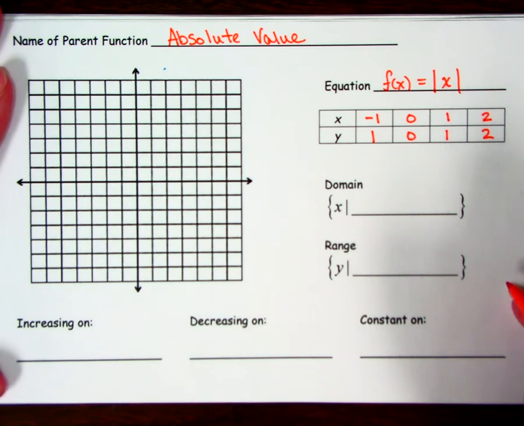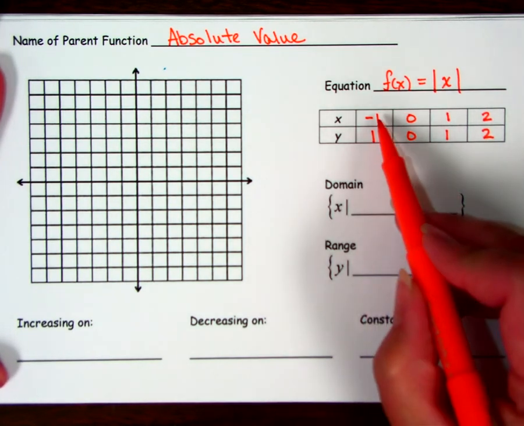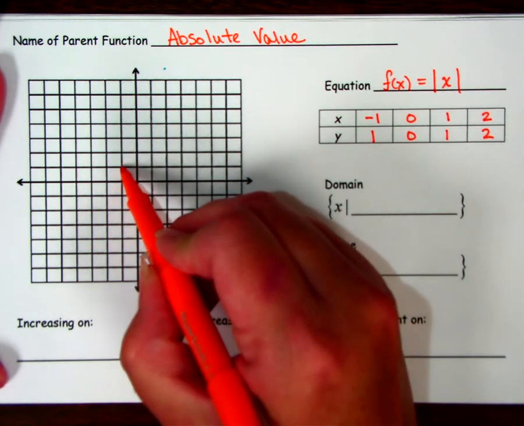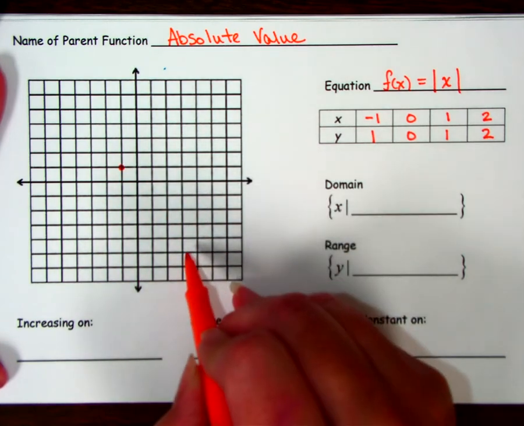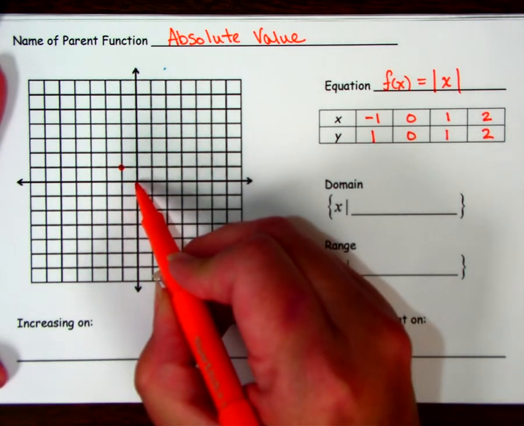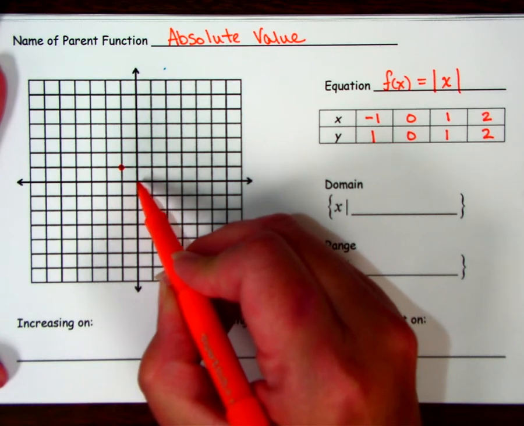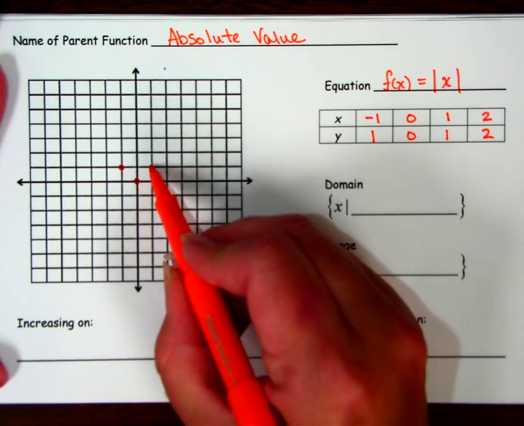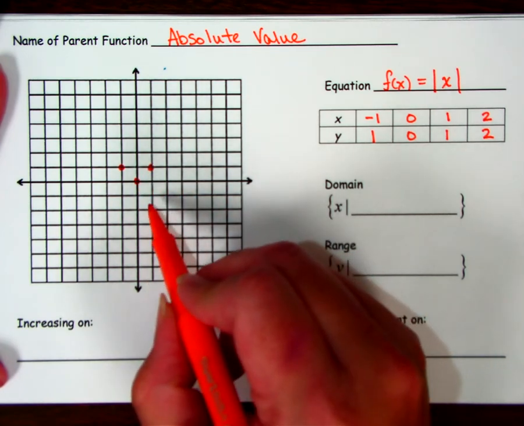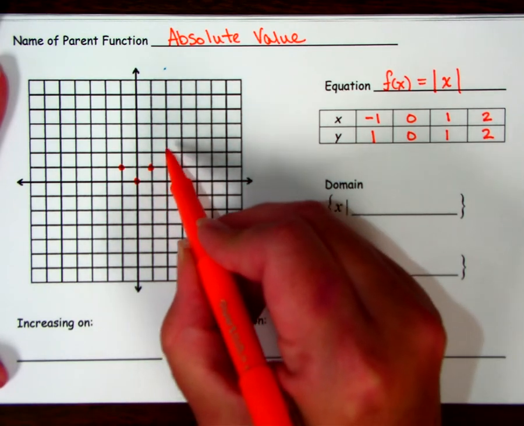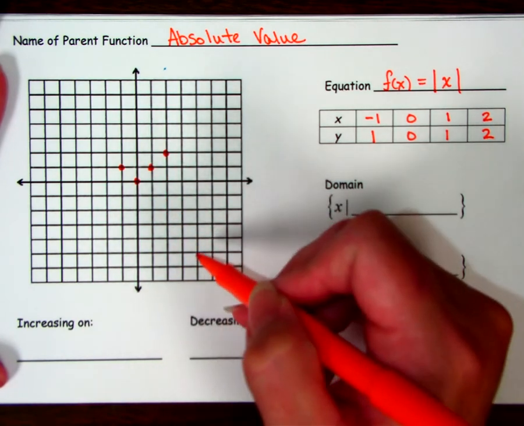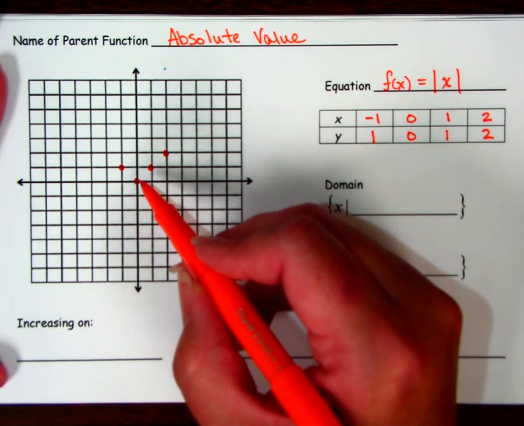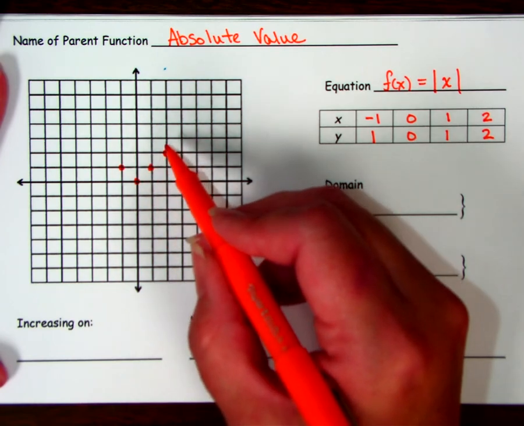Now I have some points that I can plot so I can see what this thing looks like. So I've got -1, 1. That means I start at the origin, I go to the left 1 and up 1. 0, 0. So I'd start at the origin, I'd go over none and up none. 1, 1. So I'd go over 1, up 1. 2, 2. I'd go over 2, up 2. And the shape of this graph is kind of starting to appear here. It kind of looks like it might be a V shape.